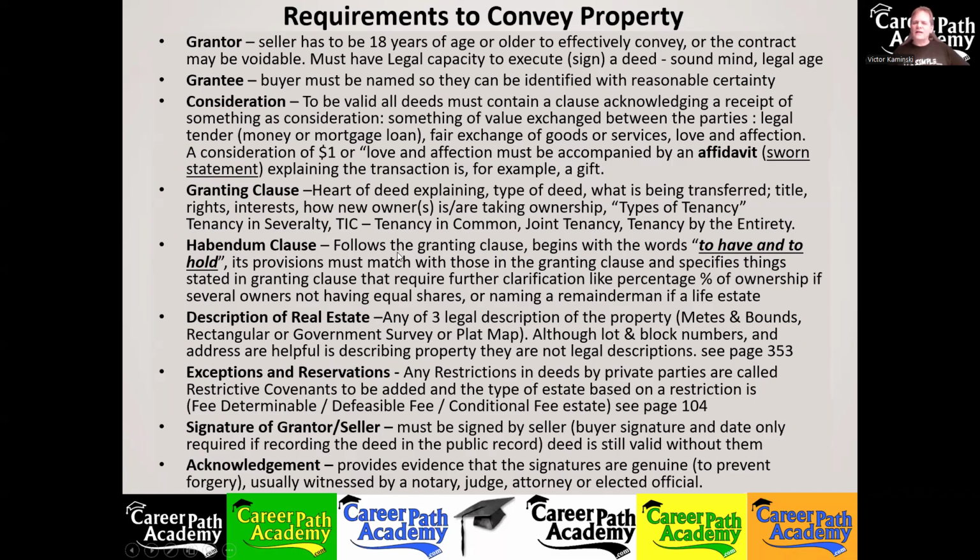The habendum clause follows the granting clause. It always begins with the words "to have and to hold." And anytime something is stated in the granting clause that requires further clarification, that would be clarified in the habendum clause, the following clause. So its provisions must not be contradictory to whatever is said in the granting clause. They're there to shore up whatever is said in the granting clause with further clarifications. Like if you need to clarify that there's two owners, you and I bought a property together. By default, we're tenants in common, right? Unless we're married, then it would be tenancy by the entirety, but we're not. So we would be tenants in common.